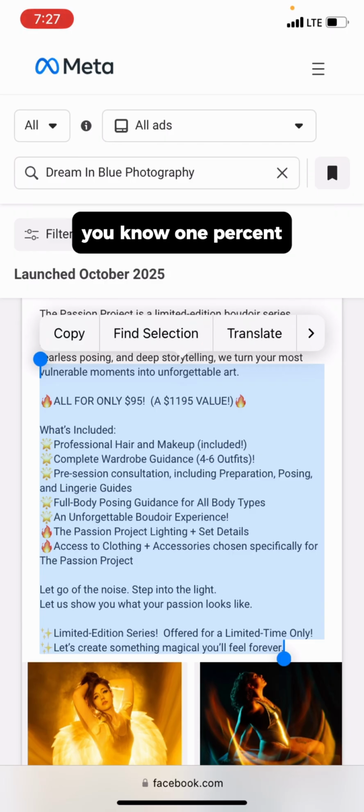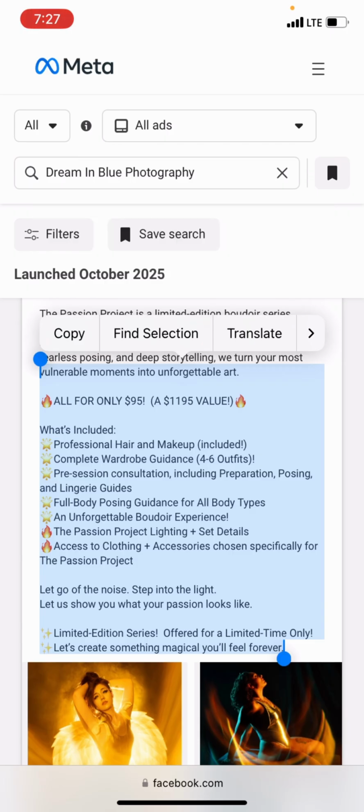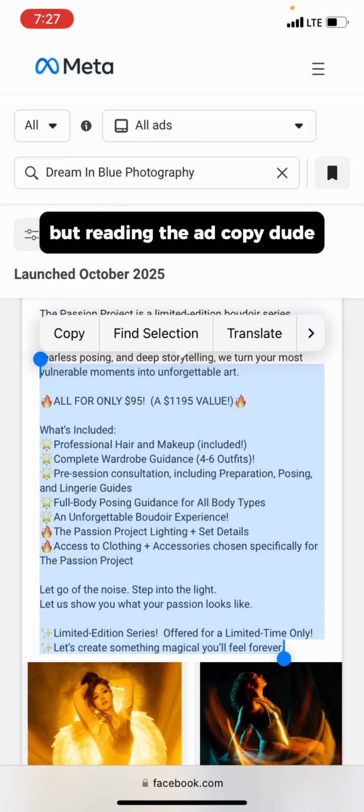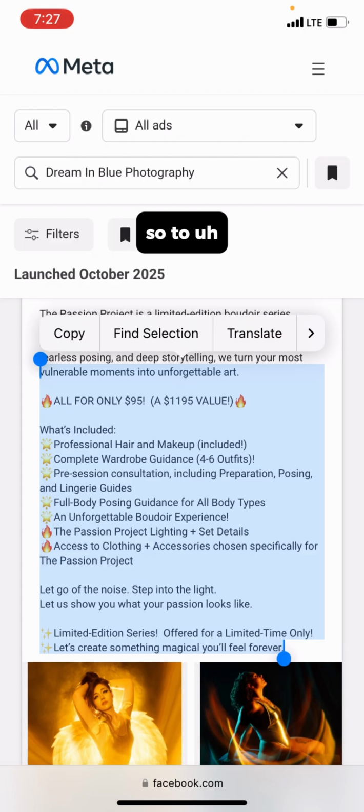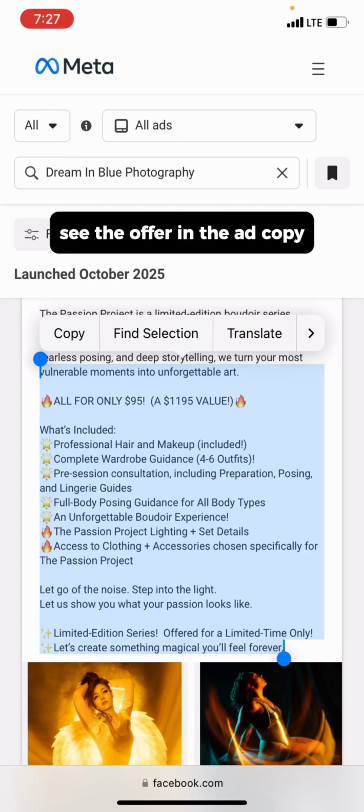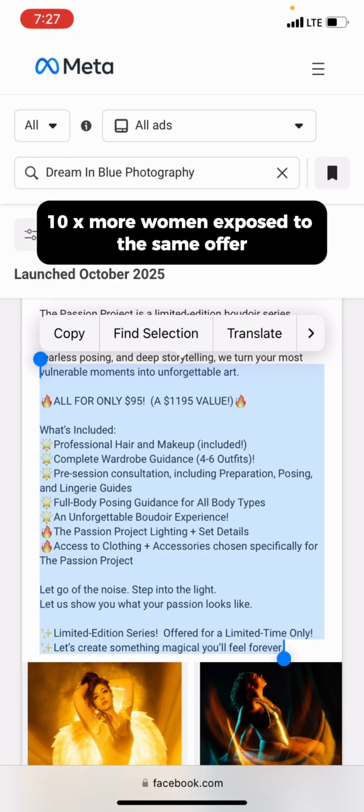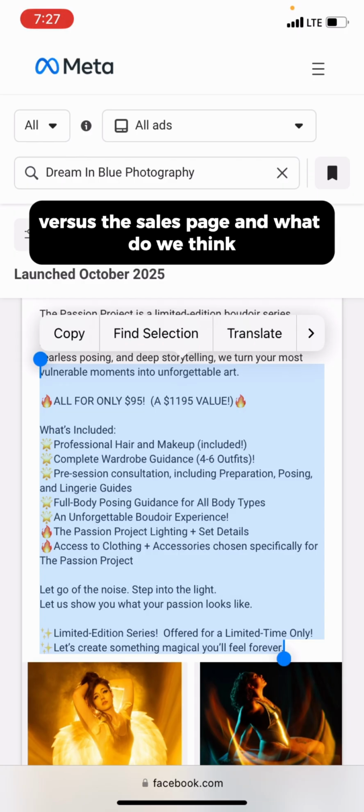is 1%, one out of 100. But reading the ad copy, dude, I can get that up 6 to 9%, maybe 10%. Maybe get 10 out of 100 women to see the offer in the ad copy. So that's literally 10x more women exposed to the same offer if we just put it here in the ad copy versus the sales page.